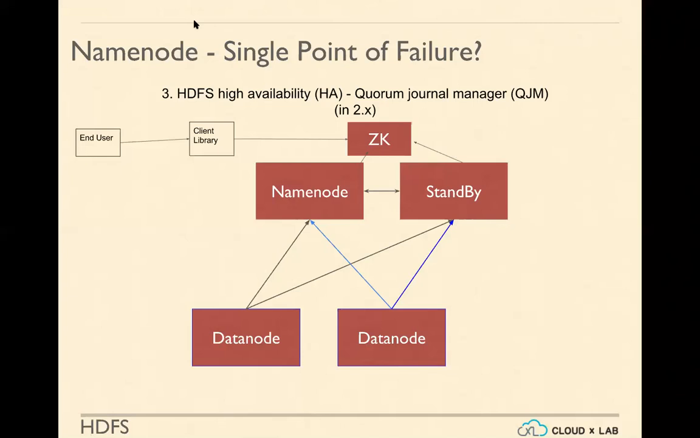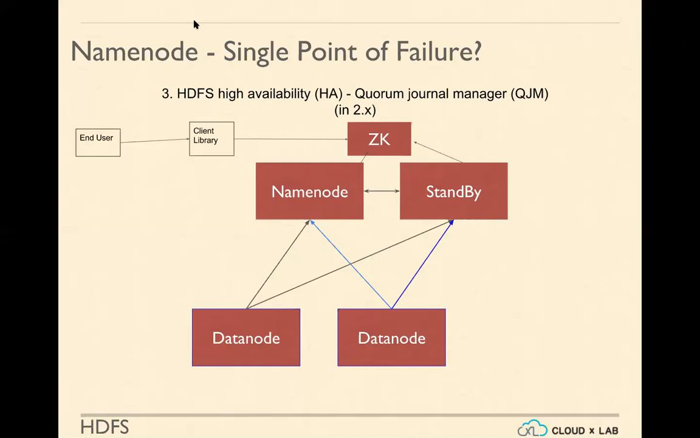Every data node will keep on sending the changes to both the name node as well as the standby. So there will be multiple name nodes. Only one name node will be in the main role, while the rest will be standby. All the changes happening on the main name node will be informed to the standbys. At any point of time, if the name node goes down, a standby would quickly take its place and become the name node.